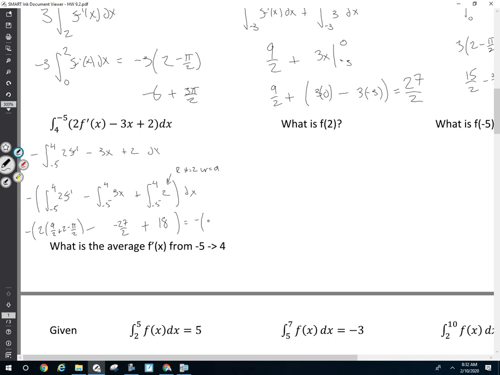So the opposite of 9 plus 4 minus pi plus 27 halves plus 18. 9 plus 4 plus 18, so that's 13 plus 18, which is 31. 31 is 62 halves. 62 halves plus 27 halves is 89 halves. So that's the opposite of 89 halves minus pi. So this would be pi minus 89 halves. Fantastic.